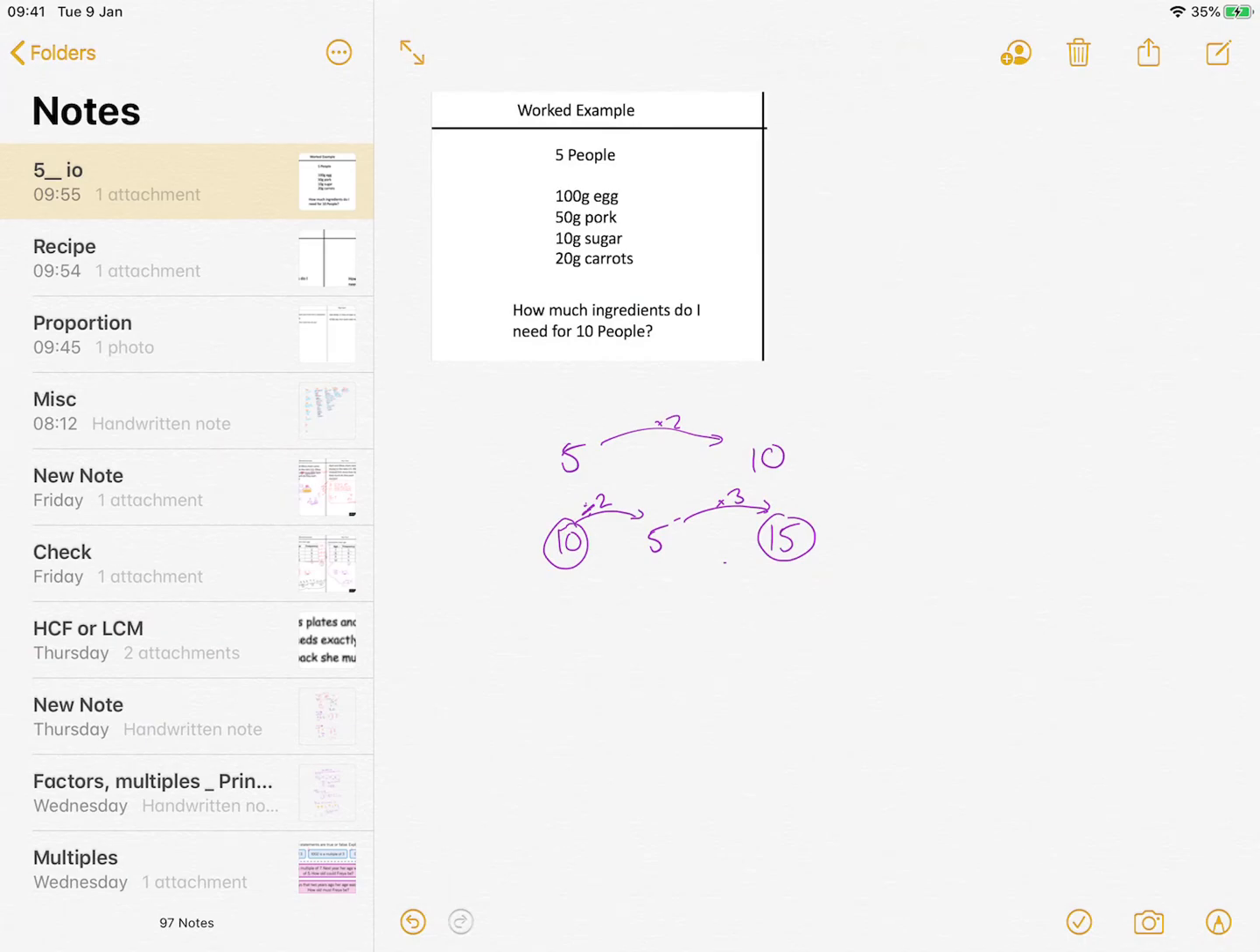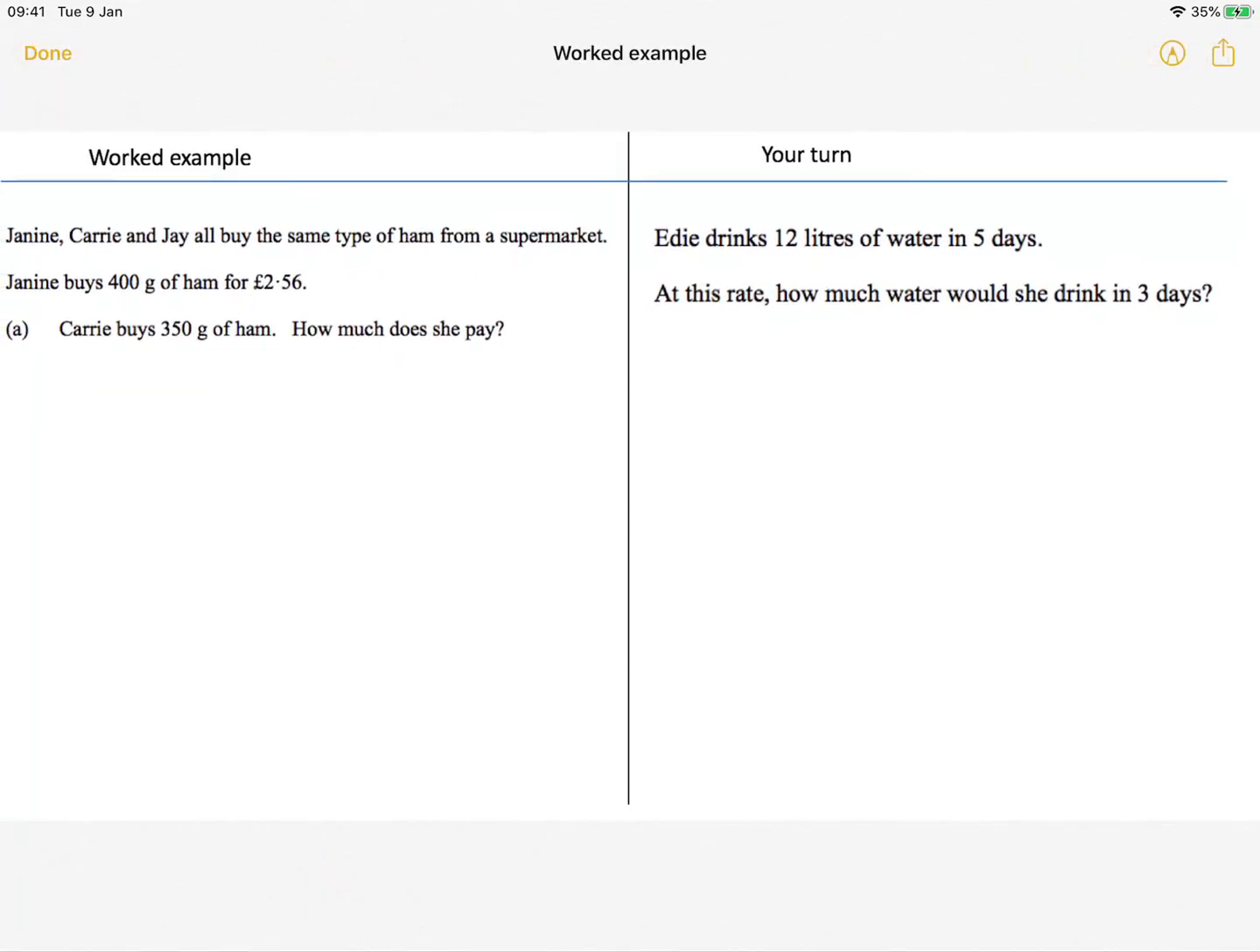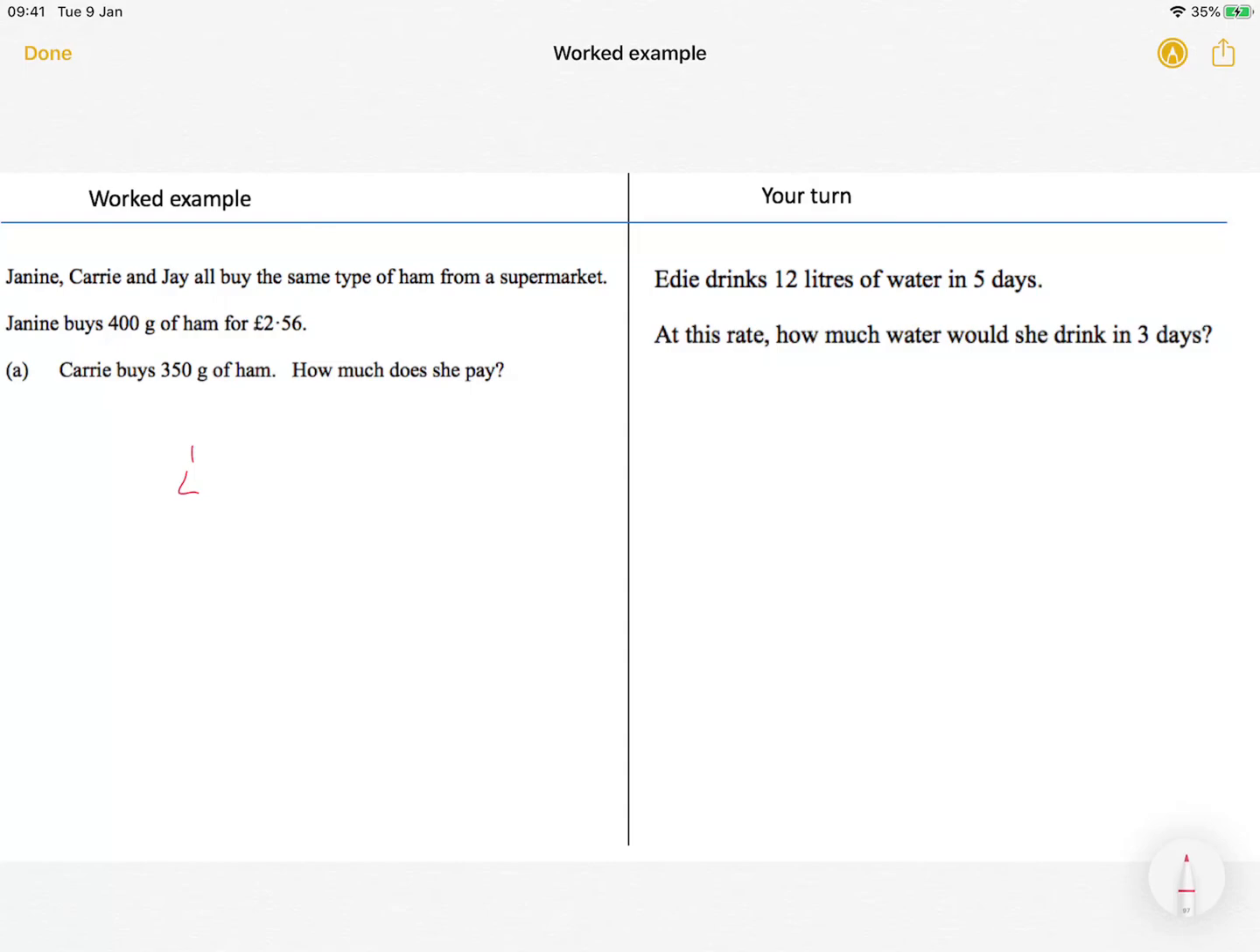Right, just gonna have a look at some proportion questions now. So I'll do the one on the left, and then you can have a go at the one on the right. Just need to get my calculator.